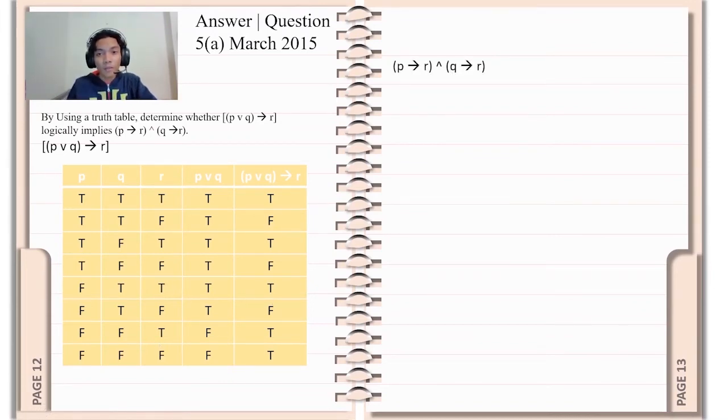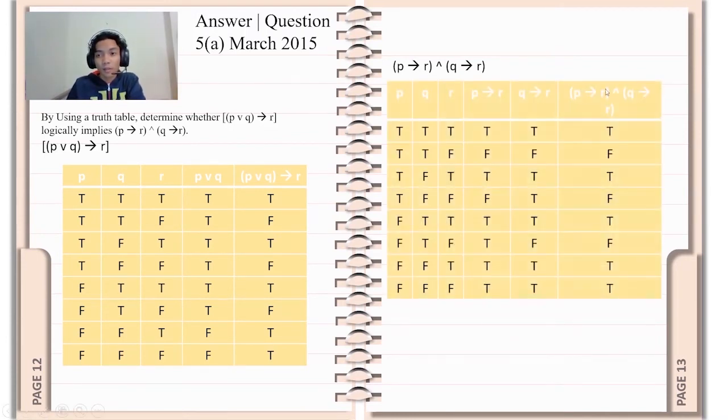And now for (P → R) ∧ (Q → R). Now let's look at the table. For conjunction, both of the statements need to be true. If either one of them is false, or both of them, then it will be false.